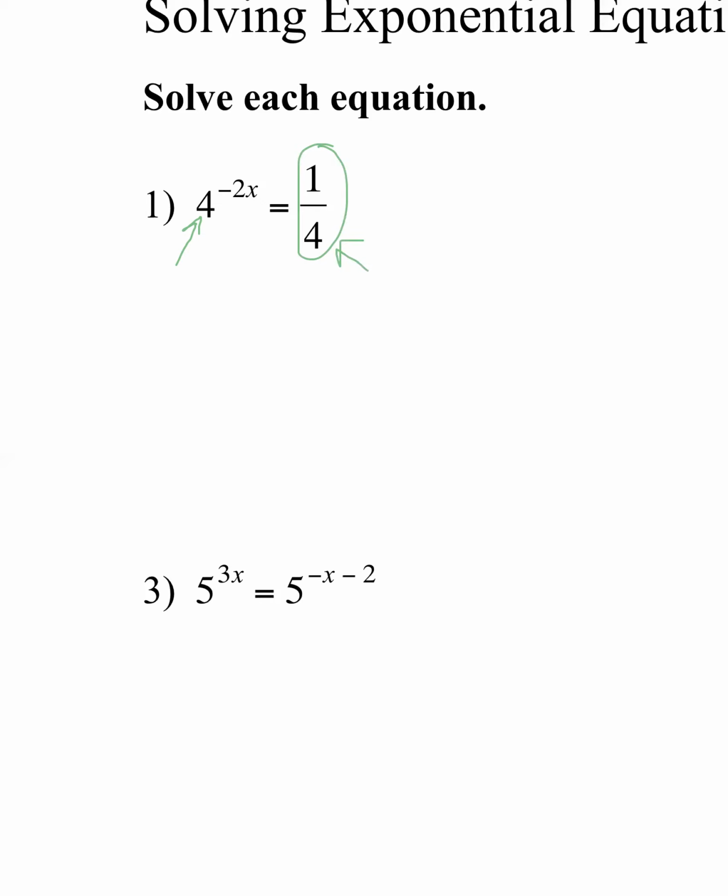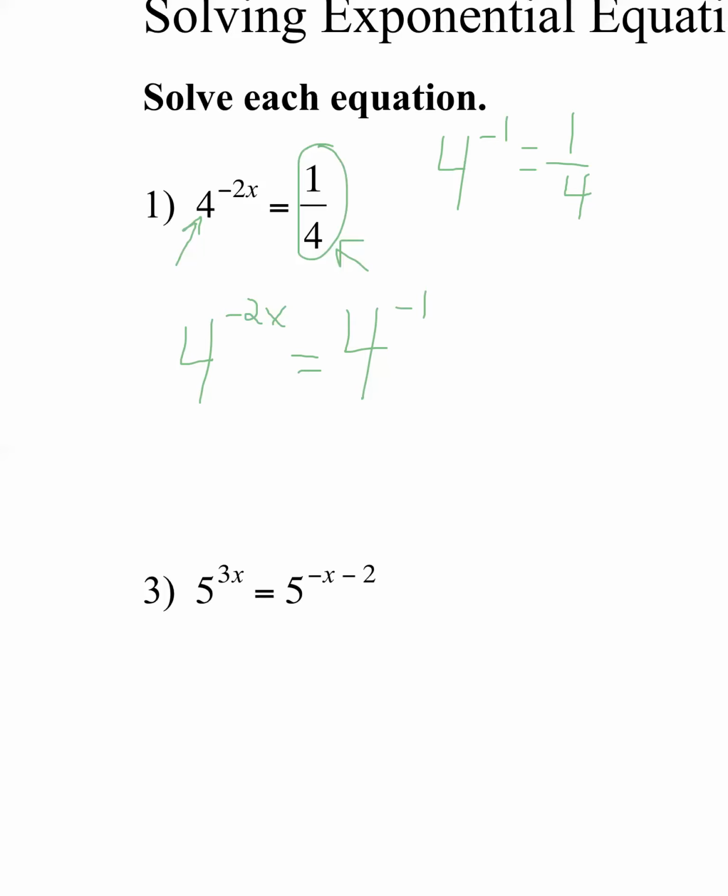And there kind of is. So check this out. How do I get 1/4 from 4? Couldn't I raise 4 to the negative 1 power? Isn't 4 to the negative 1 1/4? Right? That negative exponent puts it downstairs. So another way to write this equation would be like this: 4 to the negative 2x equals, and then instead of writing 1/4, let's write 4 to the negative 1.